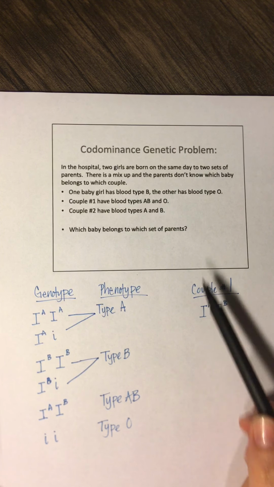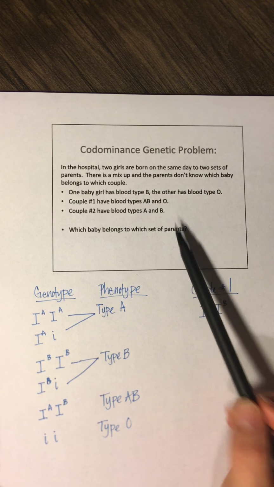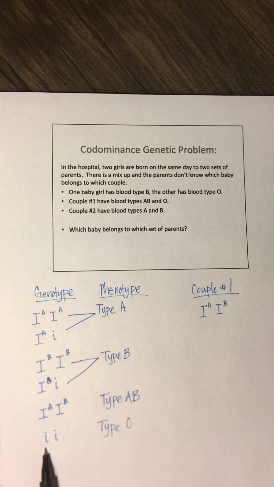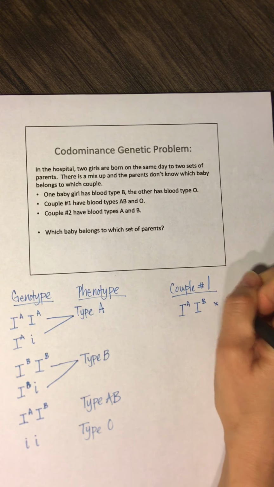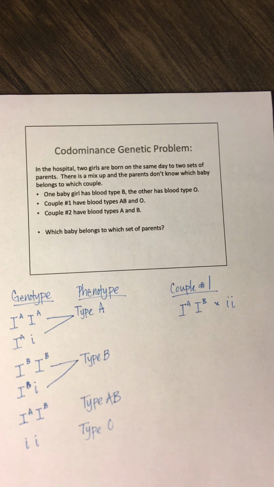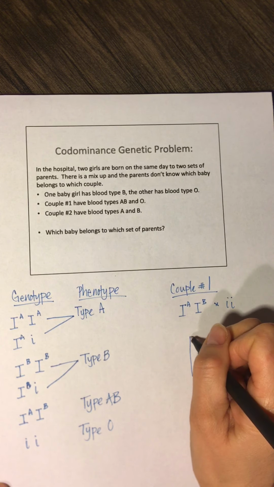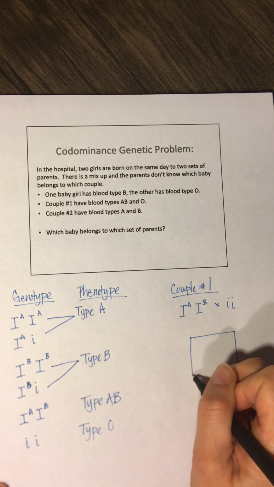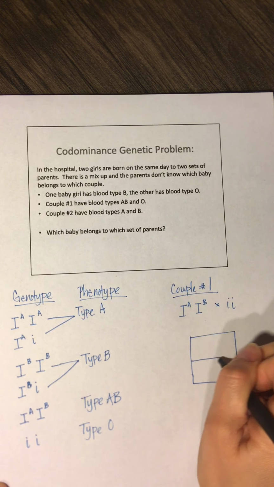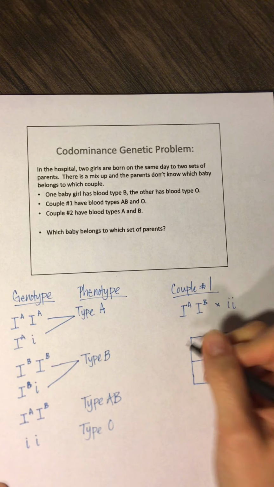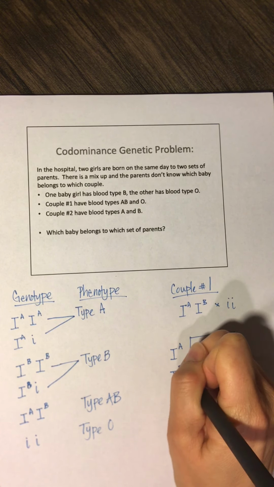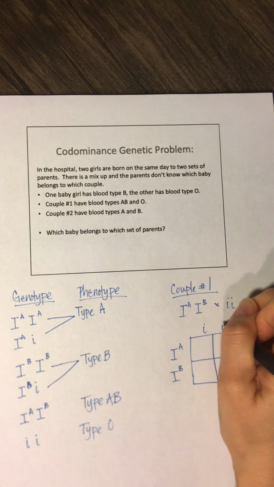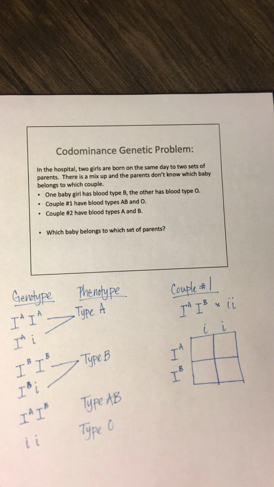The second parent is type O blood. And for type O blood, the genotype is little i, little i. So for couple number 1, the cross would look something like that. And we can go ahead and complete the Punnett square for this particular cross. And I put the genotype of one parent on the left-hand side and the genotype of the other parent up top.